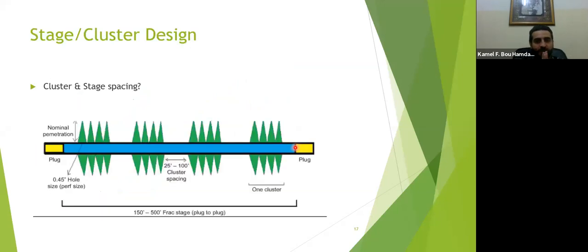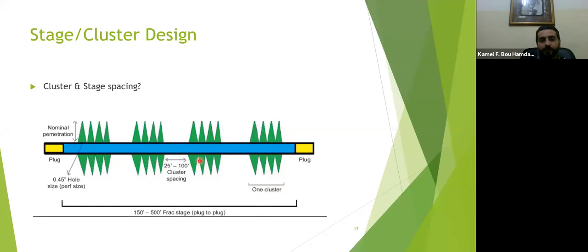So the completion design, as we said, we should have in the end multi-stage fracture, and every stage can be presented as this figure over here. So we have a cluster, and we have some spacing between the clusters. We have perforation holes that are obtained from our perforation guns. And we are going to have plugs which separate this stage from another stage. So every cluster represents a single perforation gun.